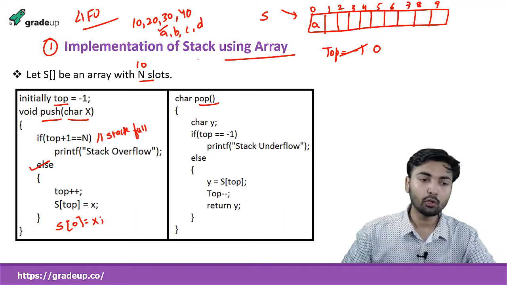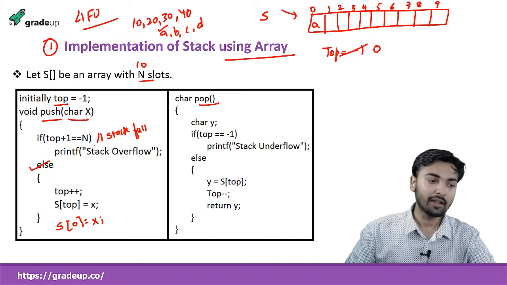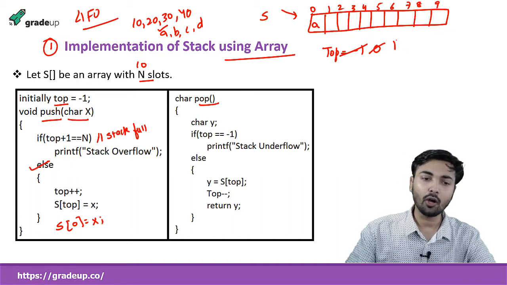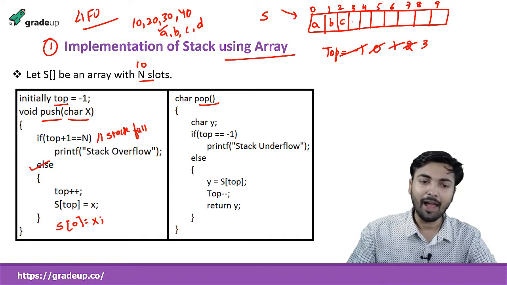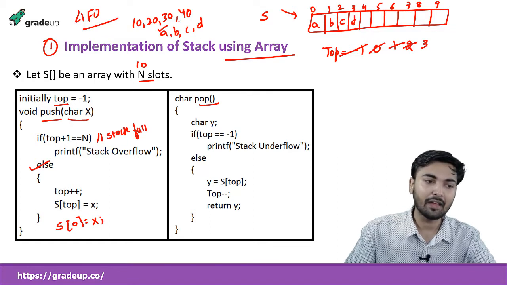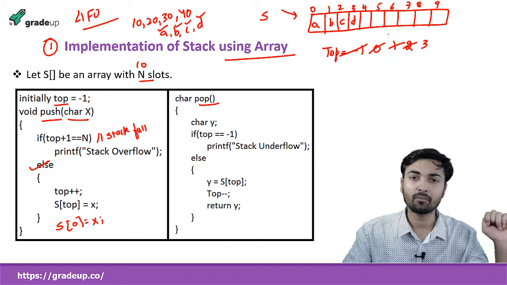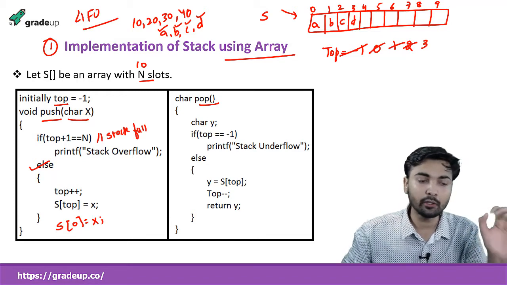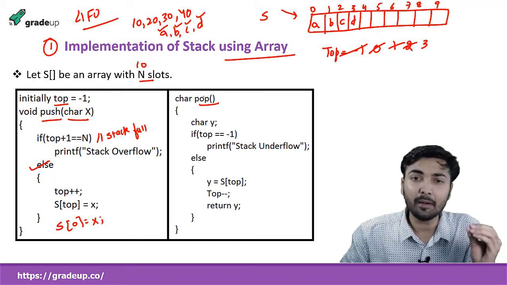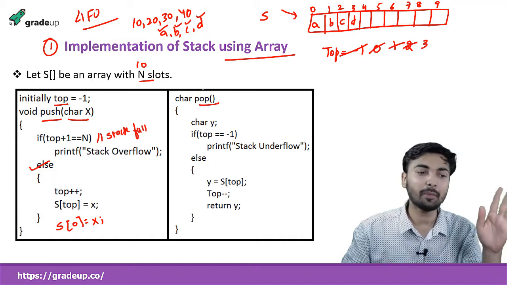Now do the same thing for B, C, D. It will come to the else part, increment the top and get inserted. Increment the top and get inserted. Increment the top and get inserted. I have inserted all these 4 elements, A, B, C and D. Now guys, please tell me, now I am going to pop. Which character must be popped first? Please tell me.